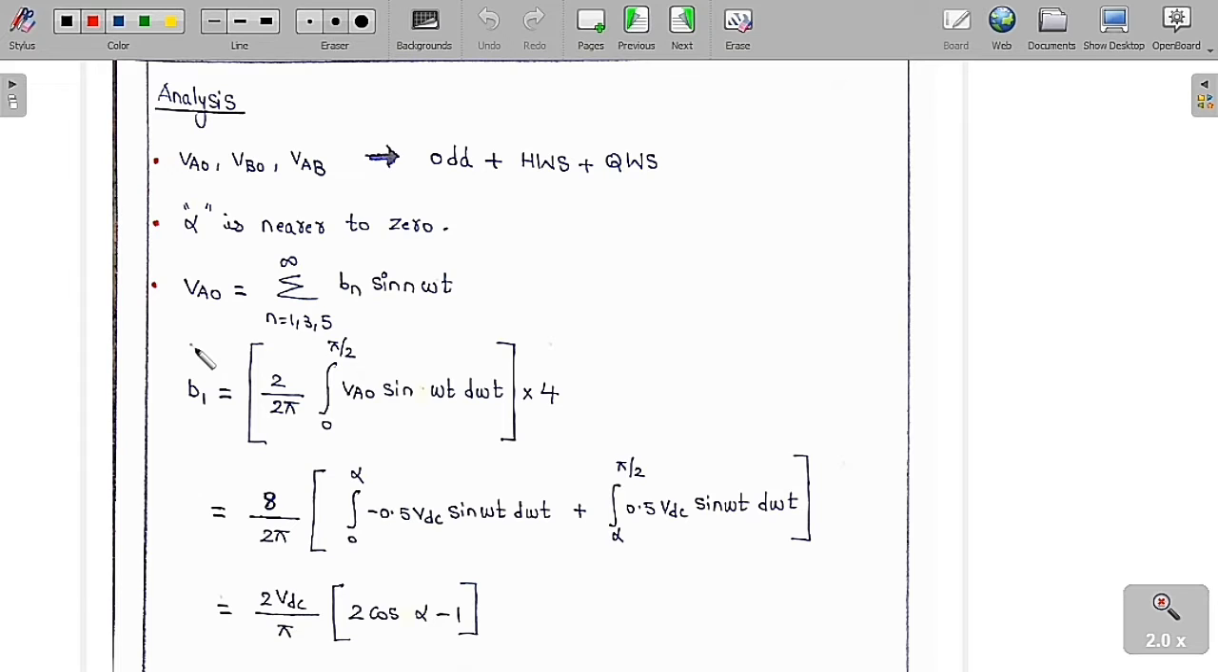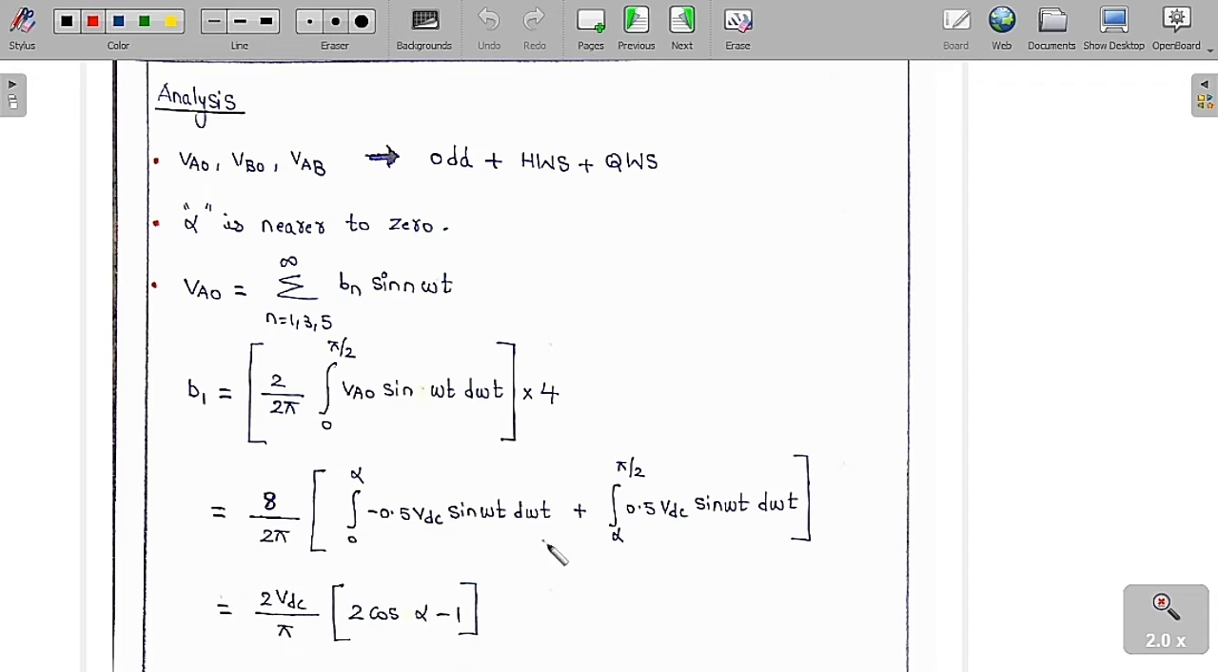I want to find the value of Bn. The general expression is 2 by 2 pi, integration from 0 to 2 pi of f of theta into sin n theta d theta. But I want to find only B1 now, so substitute n equal to 1. So 2 by 2 pi, integration from 0 to 2 pi of f of theta into sin theta d theta. As it satisfies quarter wave symmetry, I do only from 0 to 90 degrees and multiply by 4. Now 0 to pi by 2 can be split into two parts, 0 to alpha and alpha to pi by 2. From 0 to alpha its value is minus 0.5 VDC, and from alpha to pi by 2 its value is plus 0.5 VDC.